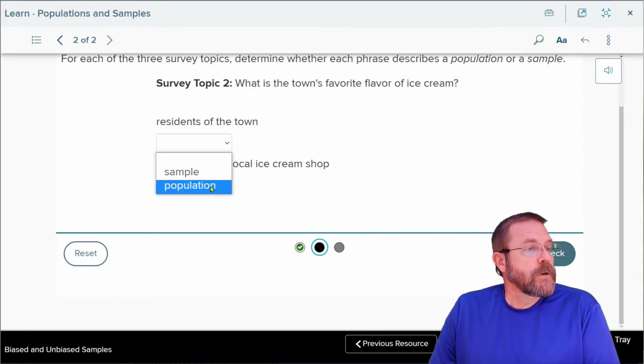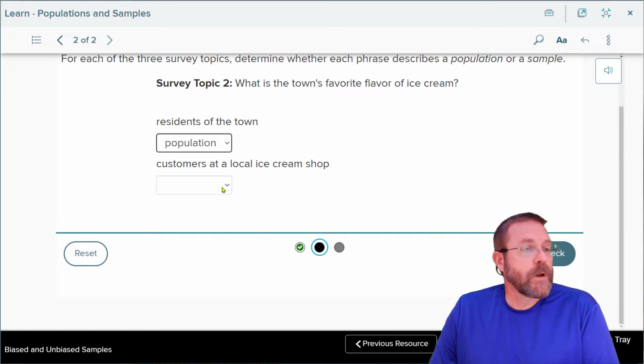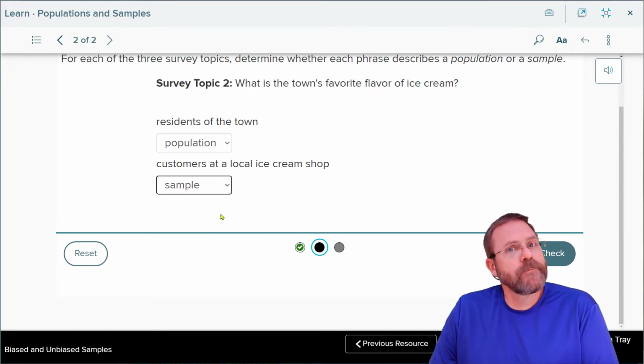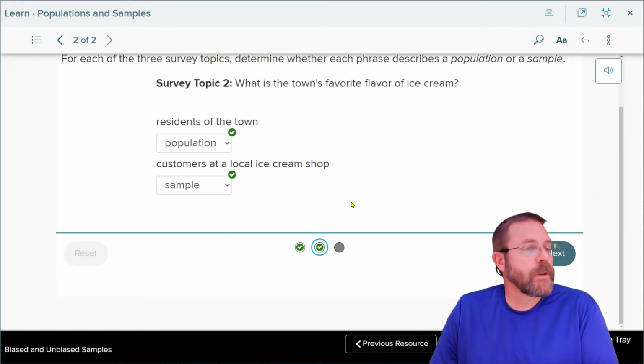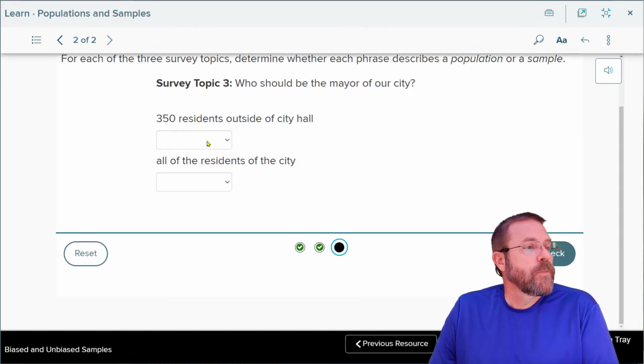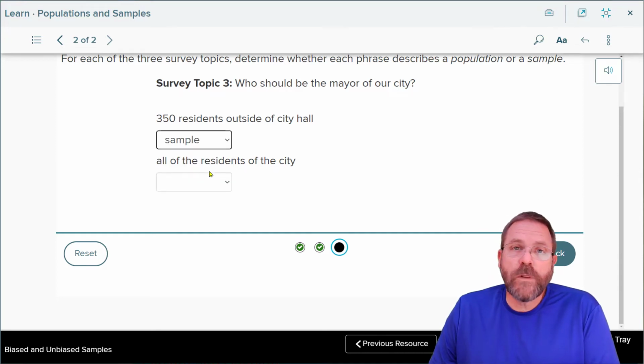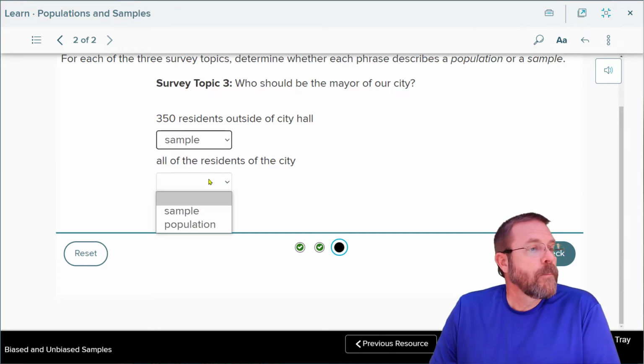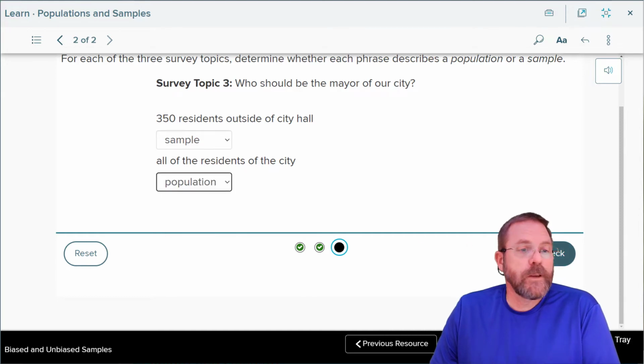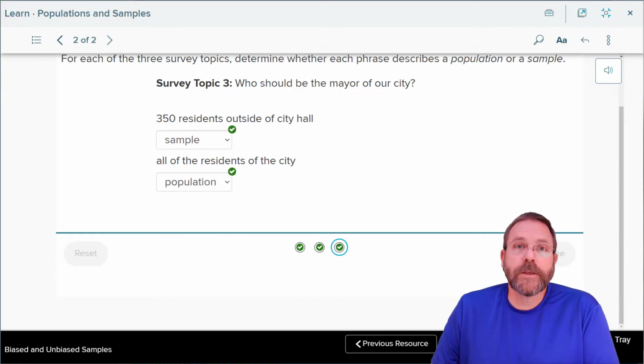All the residents of a town, that's the population. The customers of a local ice cream shop, that's just going to be a sample of the population. And the last one, 350 residents outside of City Hall, well, that's still just going to be a sample because that's only the ones that showed up to City Hall. Meanwhile, all the residents of the city, that's going to be your entire population.